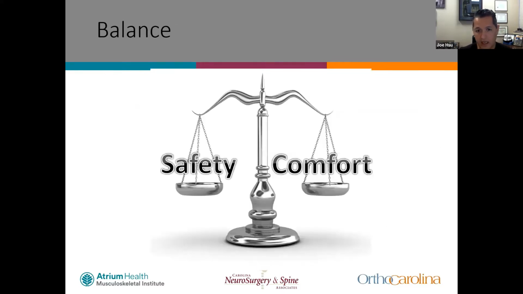Other parts of the philosophy, which you've heard before, are balancing safety and comfort. This is not about opiate restriction. This is about trying to have our patients be both safe and comfortable at the same time while being treated for their musculoskeletal injury, whether that involves surgery or not.